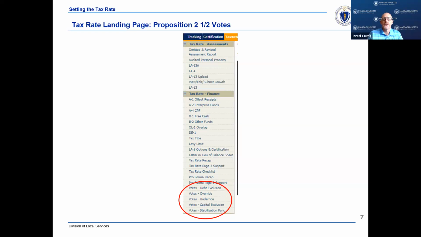For quicker turnaround on getting Proposition 2.5 votes into our Gateway system, clerks are now tasked with entering the ballot vote information. Clerks should enter both wins and losses. From the tax rate landing page, you can find the links to enter vote information directly below the tax rate forms. This is a screenshot of the tax rate landing page highlighting the various vote links. Each different Proposition 2.5 vote has its own link for you to enter the ballot information.